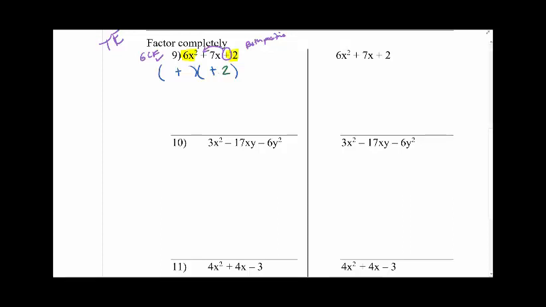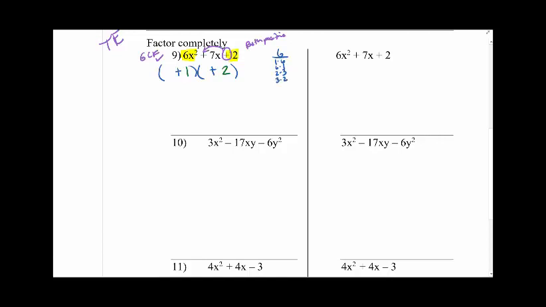So anytime you have a prime number, I want you to go ahead and put it down, because that's done. You have no other choices for that, so we're going to leave that one alone. I'm now going to write down my choices for the number 6. So I have 1 times 6, 6 times 1, 2 times 3, and 3 times 2.